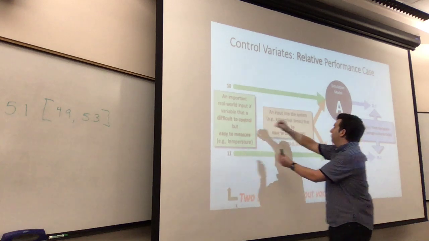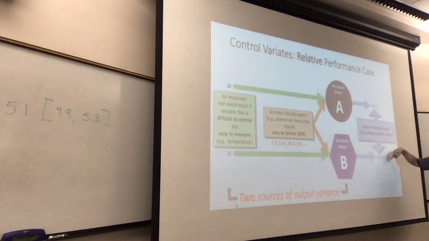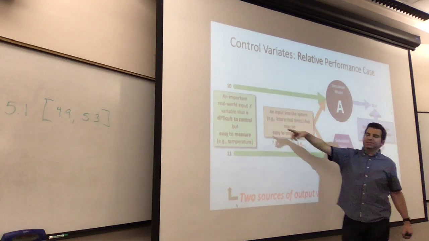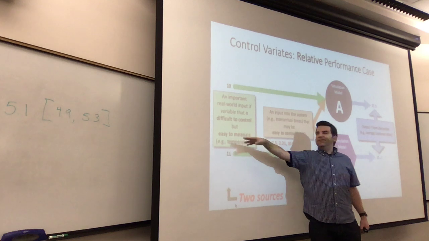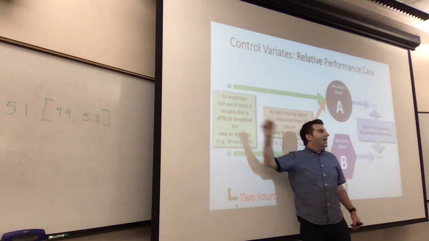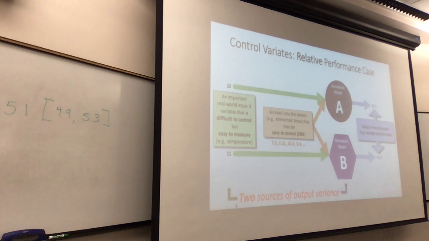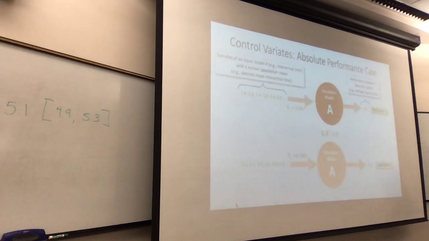But I know that they both are going to affect this output. So the differences I see here are in part due to the operations and in part due to variables that I can't control. So if I can't control them on the front end, I try to control them on the back end by subtracting them away. That's the way I can apply control variates to relative performance. It's going to be more common to see control variates representing absolute performance.